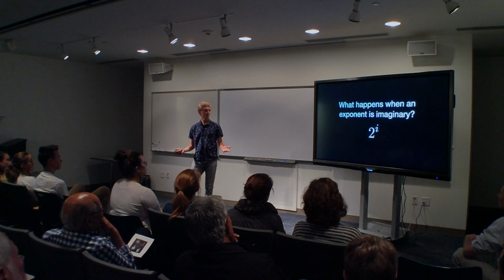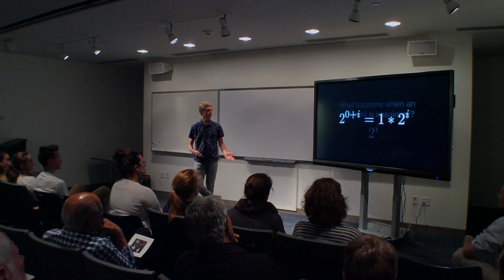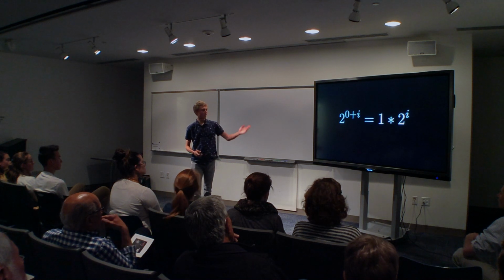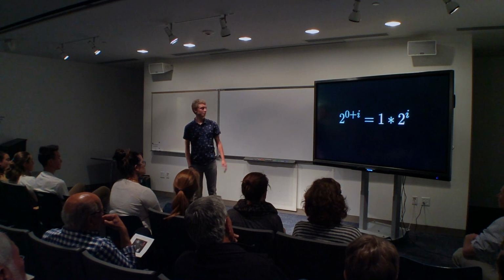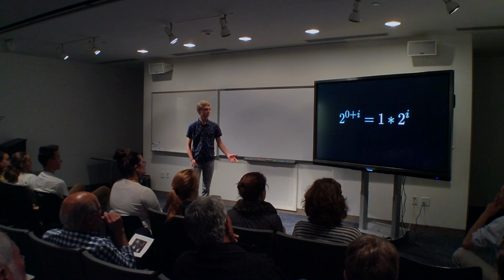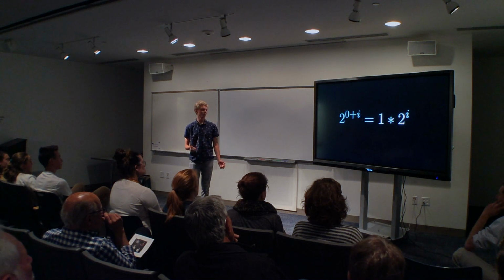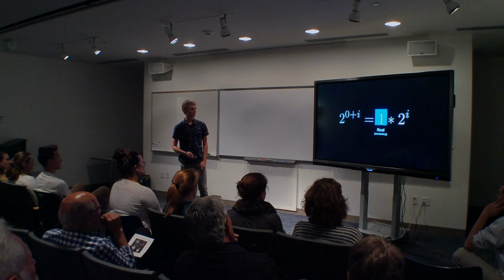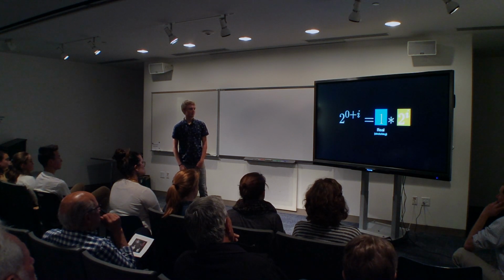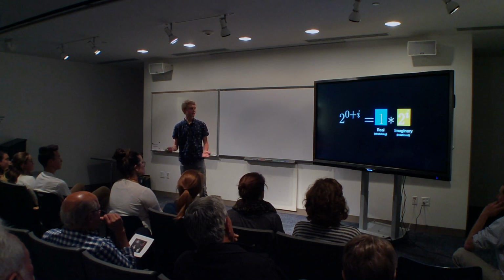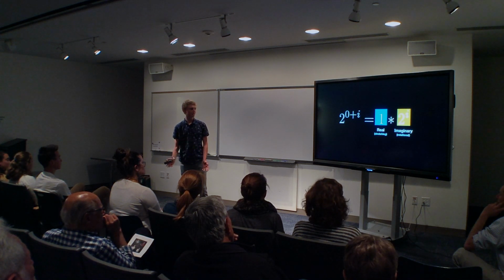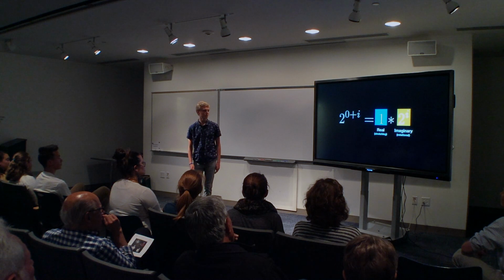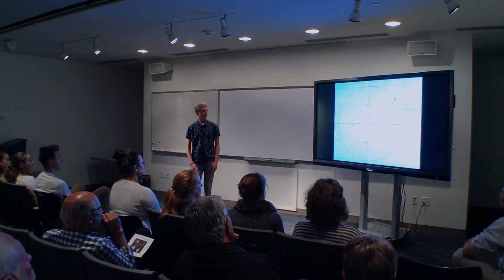But what happens when an exponent is imaginary? Well, going back to our original equation that is a property of exponents, we can split up 2 to the i into 2 to the 0 plus i, and we get this real component, which is stretching. And then wouldn't it make sense that since our multiplicative actions by i are just rotations, that our imaginary component would just be a rotation too? And that is in fact true.